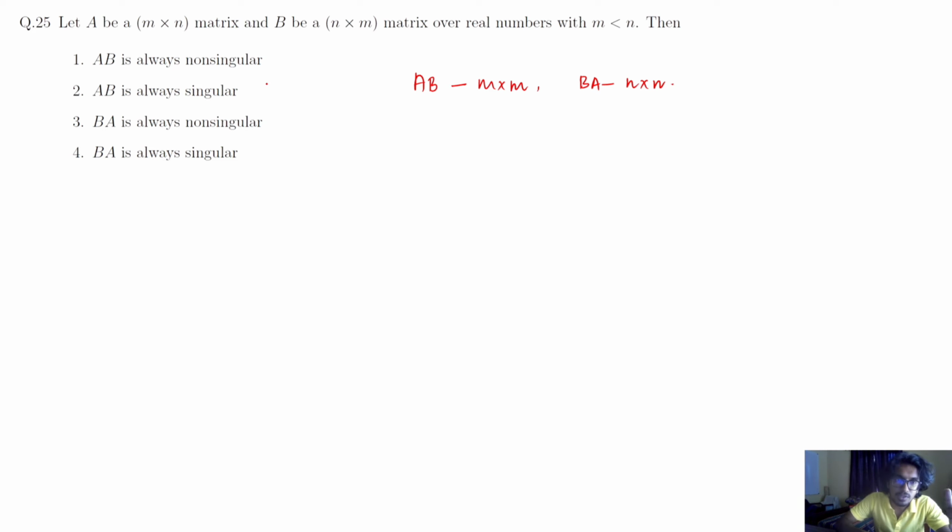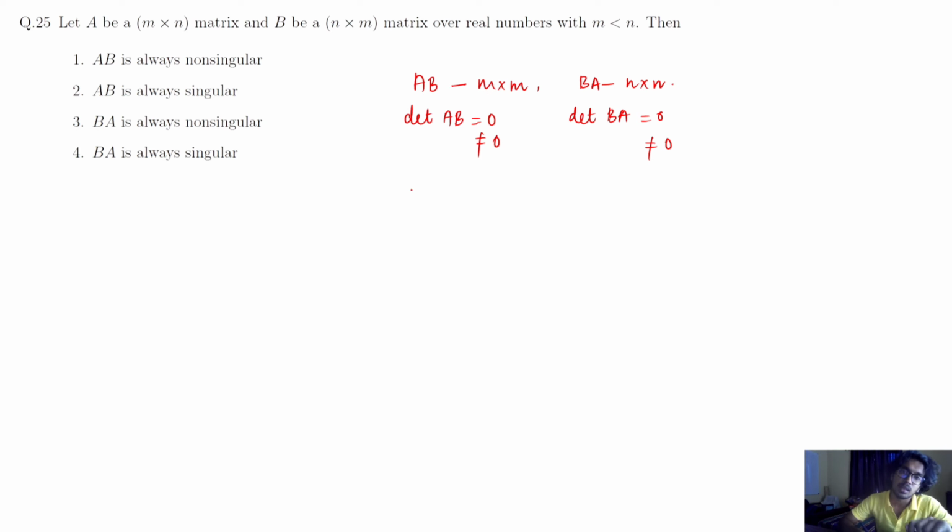Now we'll have to check the singularity or non-singularity. For that, we'll have to examine whether the determinant of AB is equal to 0 or not equal to 0. The same goes here as well: determinant of BA is 0 or not equal to 0. How do we calculate the determinant if we are not aware of what the exact matrices are?